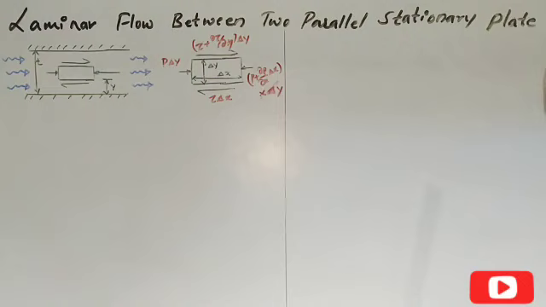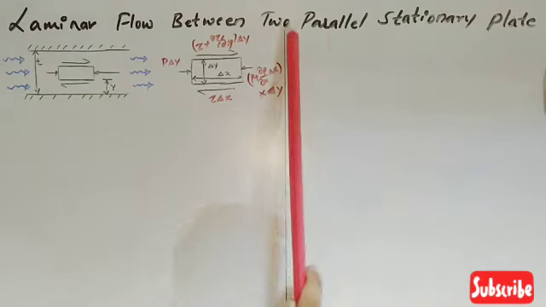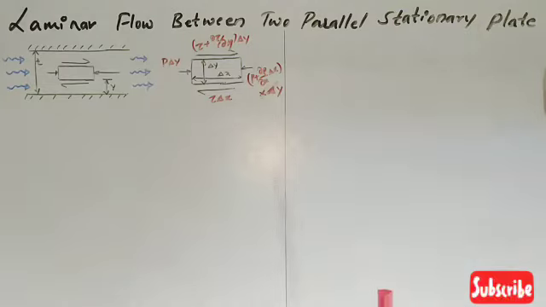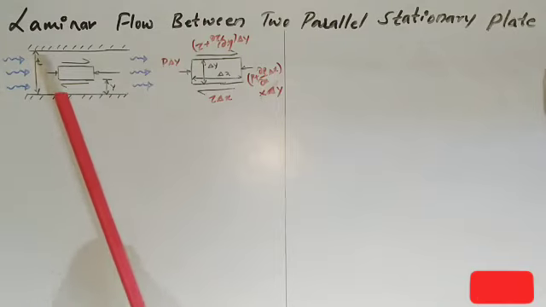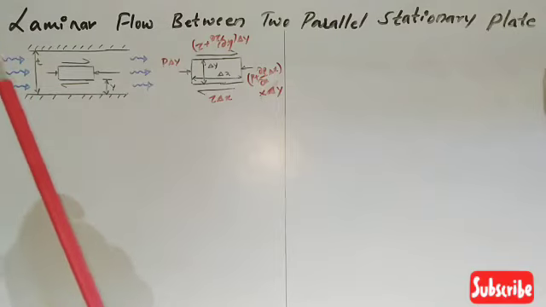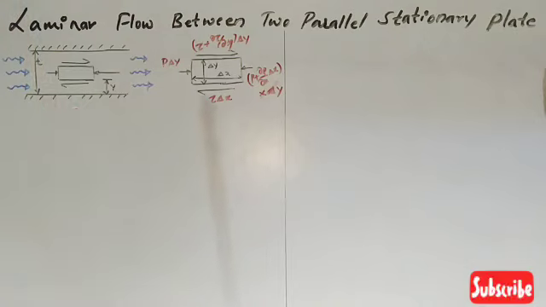So in the previous video we discussed a derivation as well as numericals on laminar flow through a circular pipe. In this video we're going to start with another derivation, that is laminar flow between two parallel stationary plates. In the previous video we derived the equation for the flow through a circular pipe. Now here the flow is taking place in between two parallel plates.